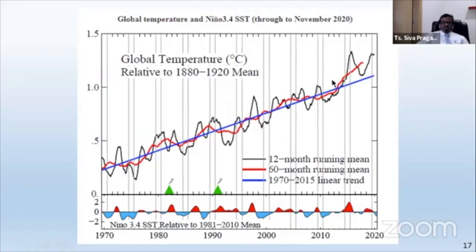Okay, in terms of temperature, we have seen the concentration of CO2 in the atmosphere. So what does it mean? What does it relate to in terms of temperature? Let's just look at this 1970 to 2015 linear trend, right? From the linear trend we can see that between 1970 and 2015, the global mean temperature anomaly was less than 0.5 degrees, and it has now gone up by 1 degree.